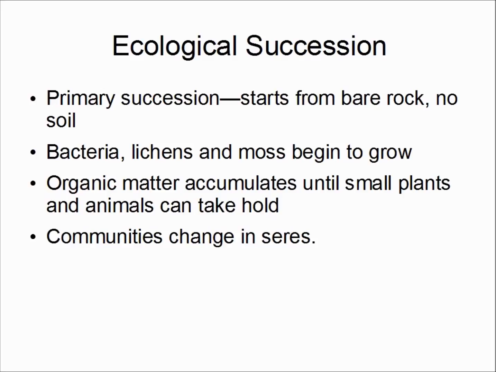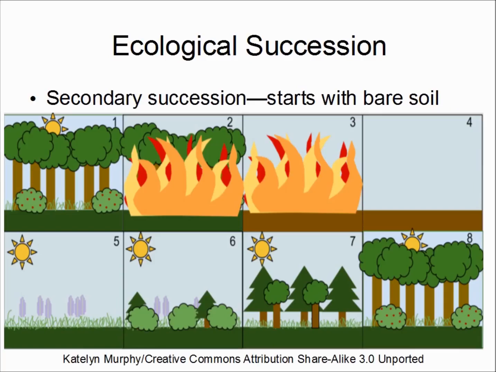Now, these steps in which the ecosystem changes from bare rock to a forest are called seres. So one sere is a step or a stage in this process. And there are some very clearly identified seres. Let's look at another situation. Here we've got our forest, it's green and happy, the sun is shining, and then there's a fire. And the fire burns up all the trees and all the vegetation, and now you've got nothing.